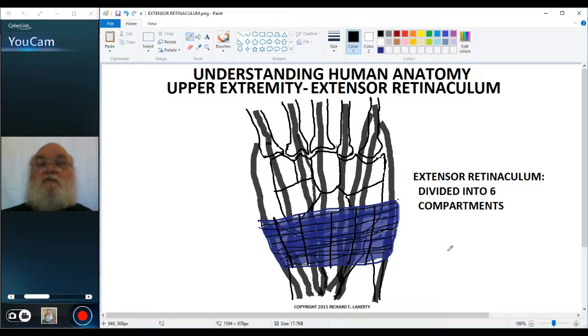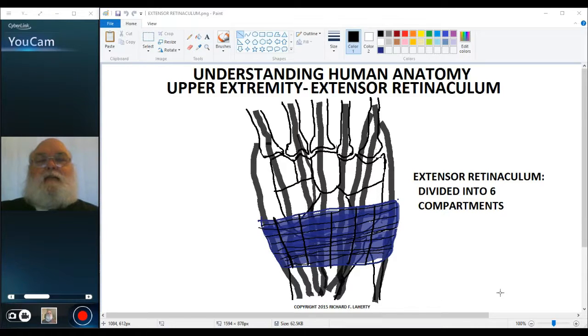Partially this is just because there's a lot less space on the dorsal side. On the palmar side, the flexor side, there's much more space, so there's less opportunity of having the retinaculum attached to bones midway across. So this is the extensor retinaculum. That concludes our discussion of the retinacula, at least of the upper extremity.